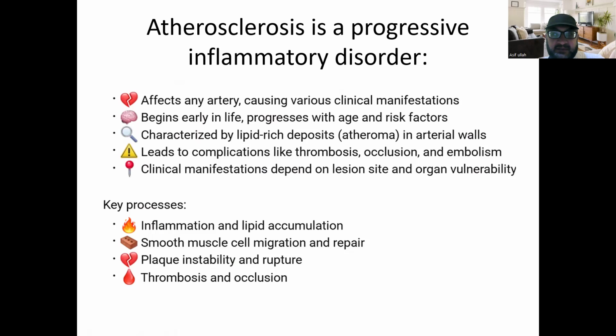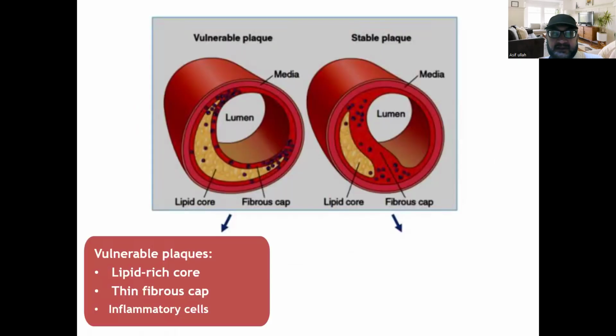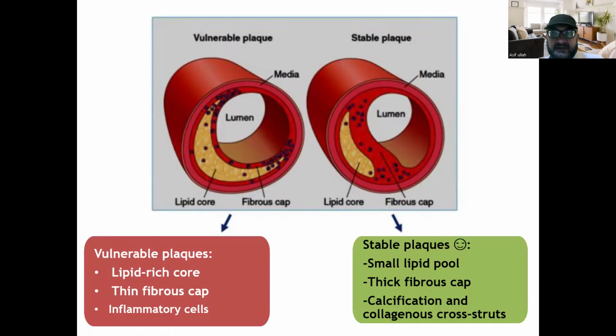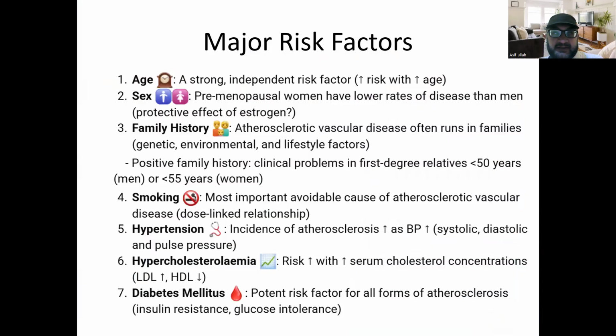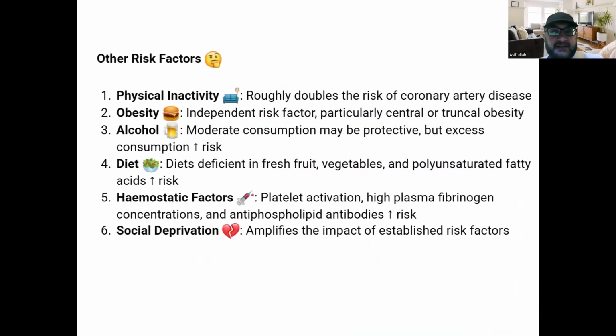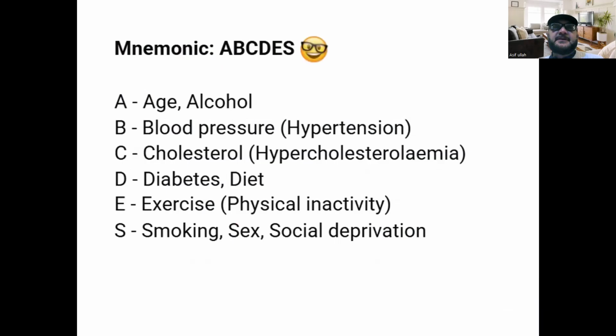Inflammation, lipid accumulation, smooth muscle cell migration, plaque instability, rupture, and thrombosis in vulnerable plaques can lead to many complications. However, there are some stable plaques as well because of atherosclerosis. We discussed risk factors of age, gender, family history, smoking, hypertension, hypercholesterolemia, and diabetes mellitus, along with physical inactivity, obesity, alcohol intake, diet deficient in fresh fruits, and hemostatic factors, along with social deprivation.